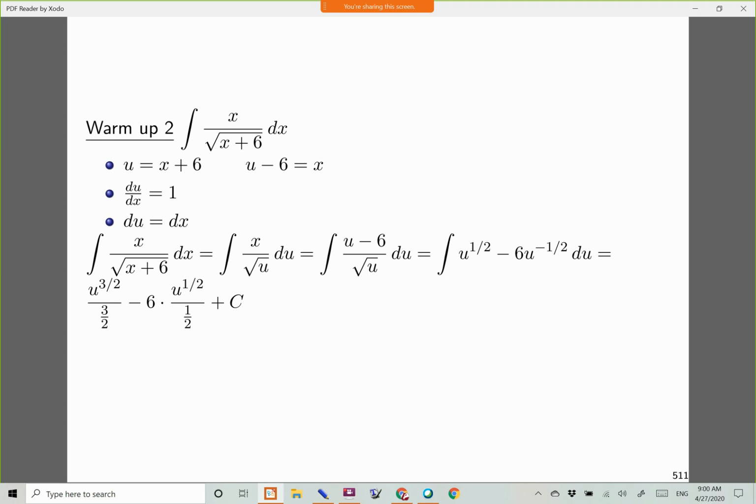One last step, though, is we should replace the u's with x plus 6's. So making that one final replacement, this will be our final answer. Does that look okay here?